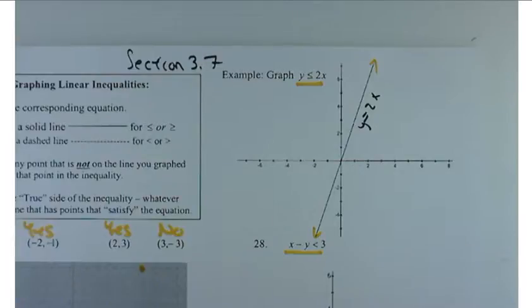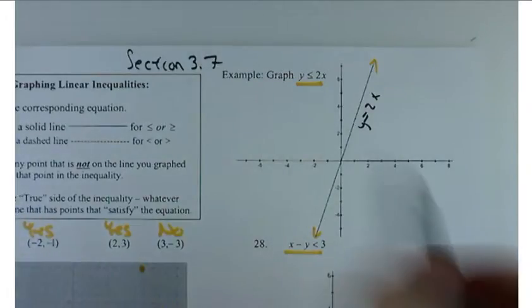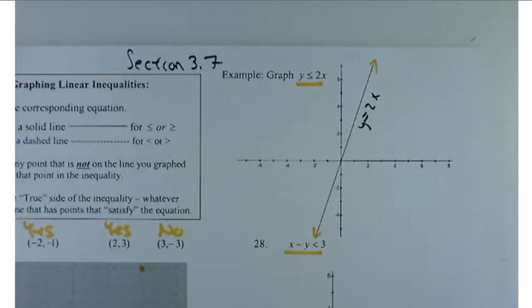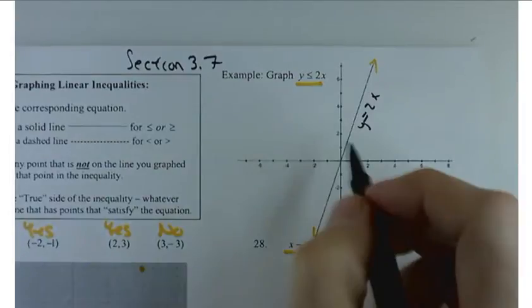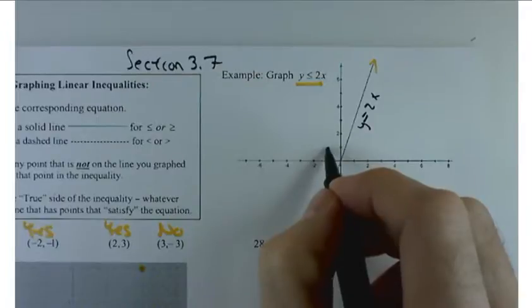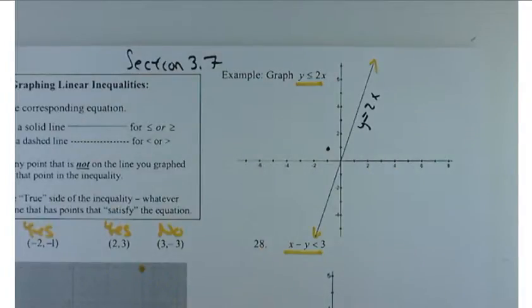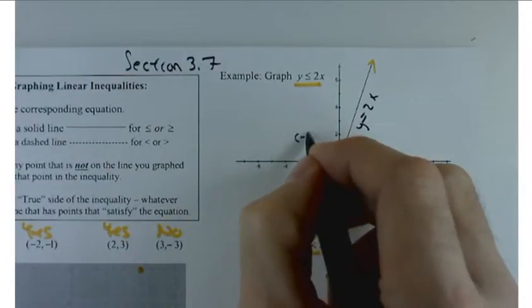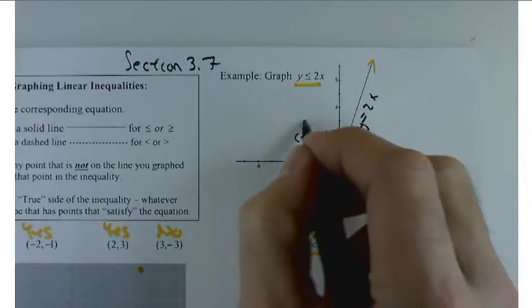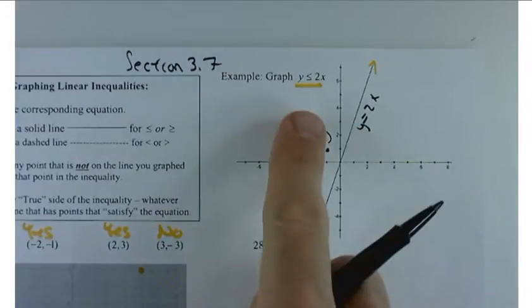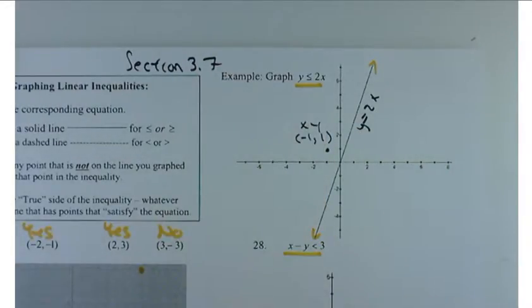There's an infinite number of points to choose from. Can somebody pick one for me? Negative 1 and 1. All right, negative 1 and 1, I like that one. It's right here. Negative 1 and 1, so that's your x and y. Let's plug that into our inequality and see what we get. So let's see.